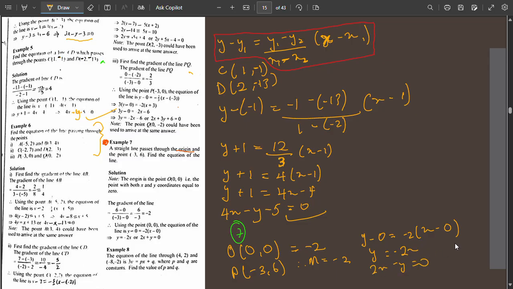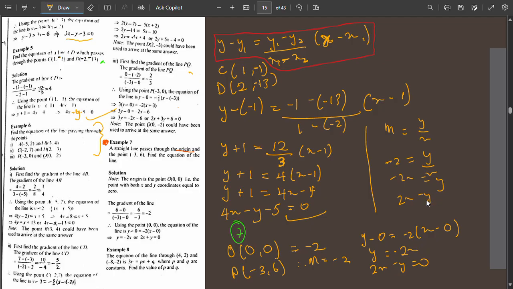Right, so this is a very simple way to solve it. It's easier this way. Or you could also use the gradient, m is equal to y over x. So you just use this. The gradient was -2, is equal to y over x. Then you cross multiply, so you get -2x is equal to y. Then if you simplify, you get 2x minus y.